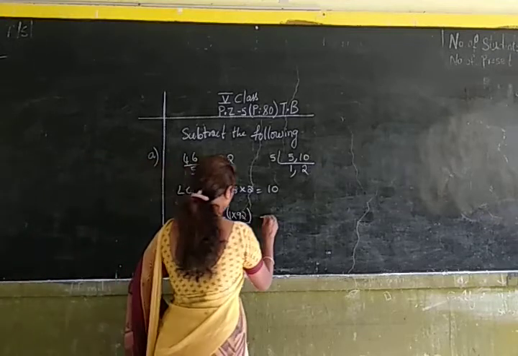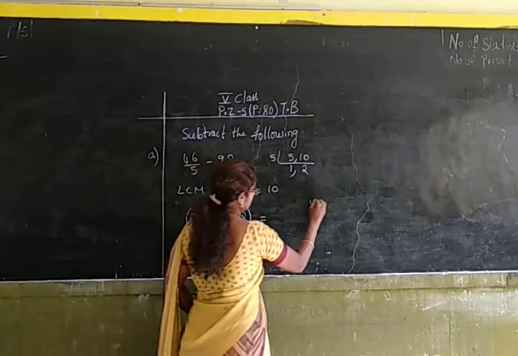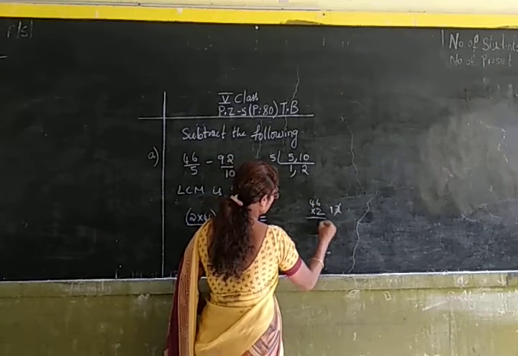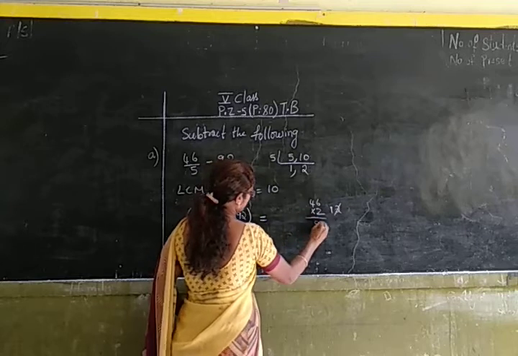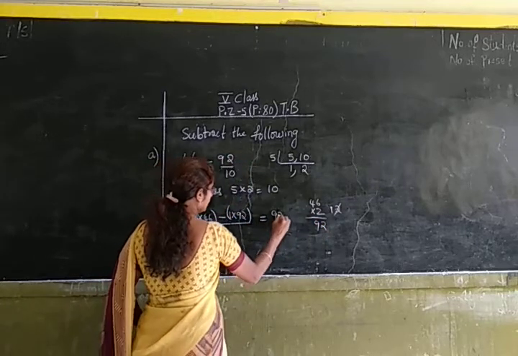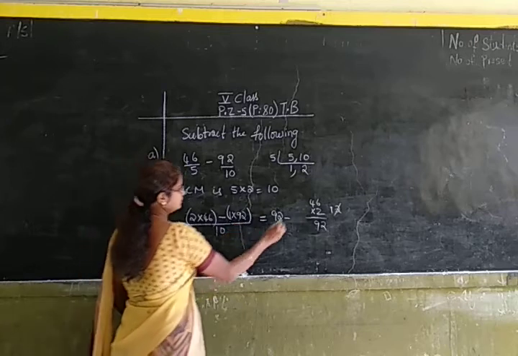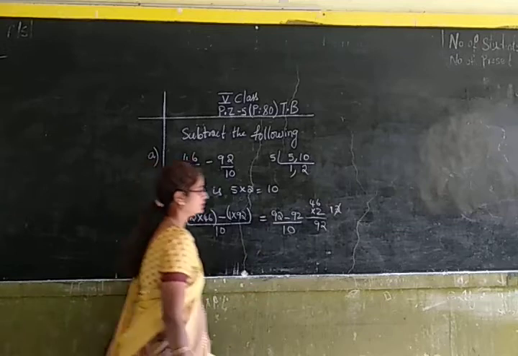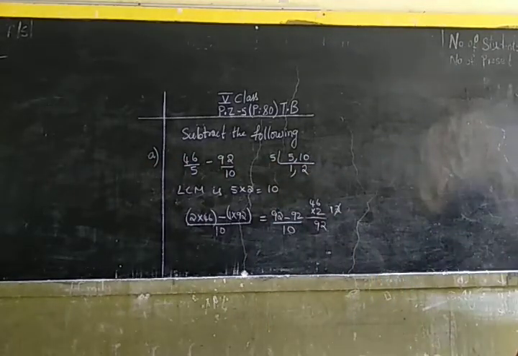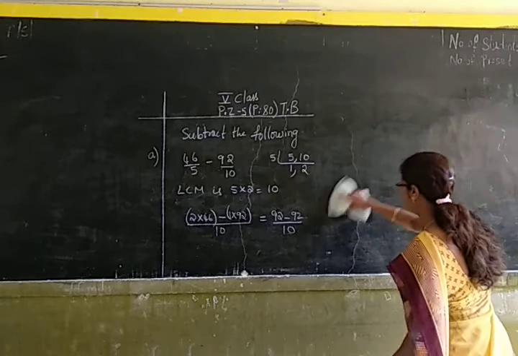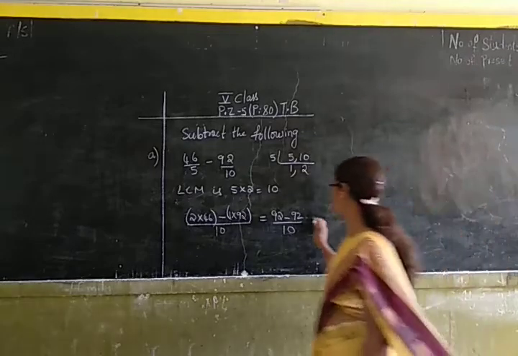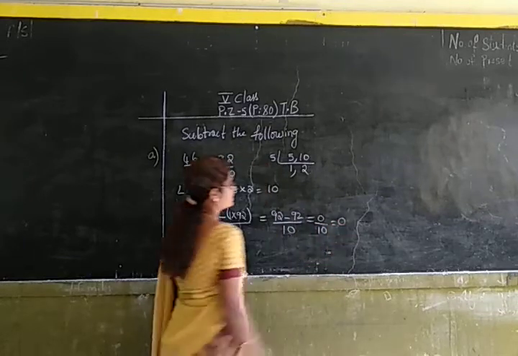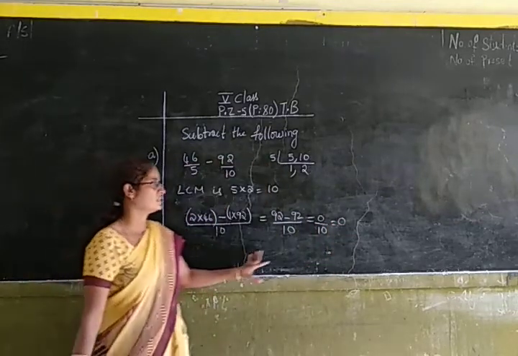So now let us multiply 2 with 46. 46 into 2. 2 sixes are 12. 2 fours are 8, plus 1, 9. So 92 minus 92 by 10. 92 minus 92 is 0. 0 by 10 equals 0. Here the answer is 0.